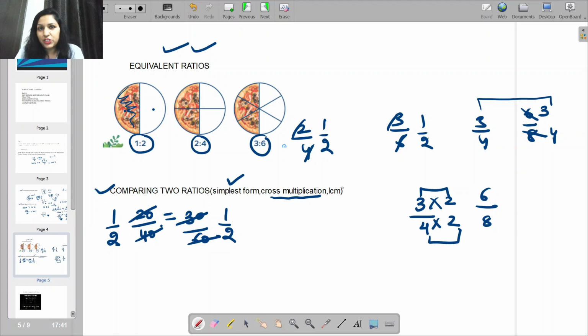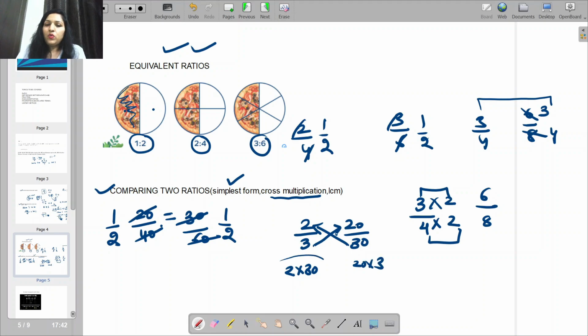अब cross multiplication क्या होता है? If I have a ratio 2/3, another ratio is 20/30. ठीक है? I'm talking about cross multiplication. This denominator will move to left. This denominator will move to right. अब left में क्या बना? 2 into 30. Right में बना 20 into 3. 2 into 30, that is 60, and 20 into 3 is again 60. दोनों नंबर दोनों साइड इक्वल आया है, so they are equal to each other.